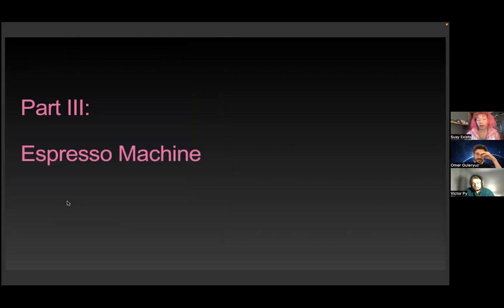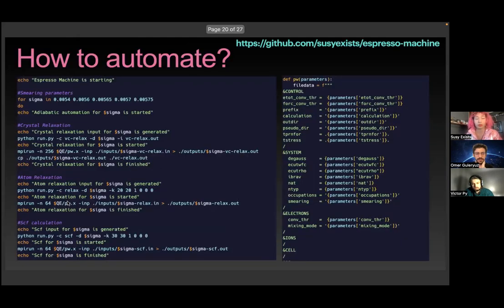So we are doing a lot of calculations, but these calculations are taking a lot of time, and I need an approach to make them faster. So I wrote a software package to do it. It's called Espresso Machine. I am just going to talk a bit about Espresso Machine. It's a tool to automate Quantum Espresso.